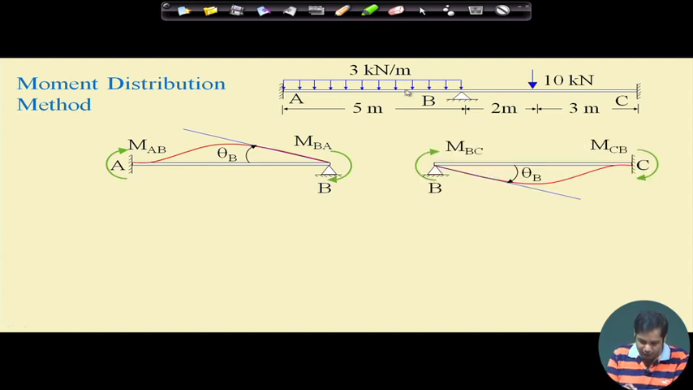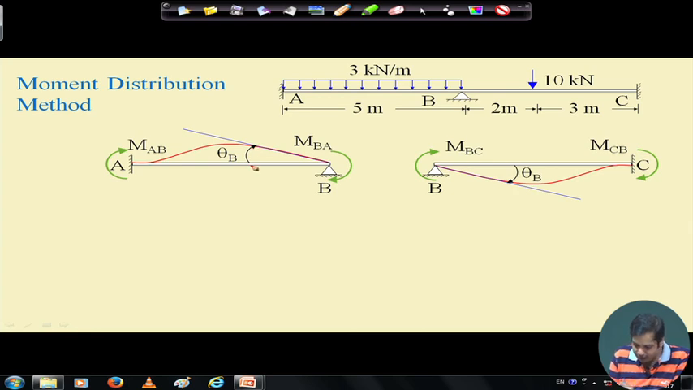Now suppose this is span AB and this is span BC, and this angle is theta B, the rotation at B, and this angle is also the rotation at B to satisfy the compatibility condition. Essentially, we assume the deflected shape of the beam is something like this, and then we take AB separately and BC separately.